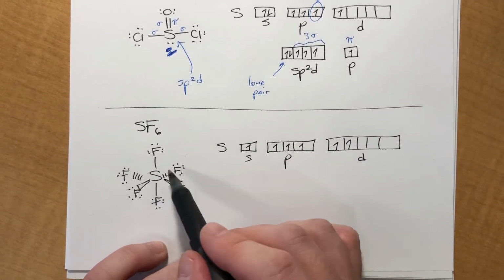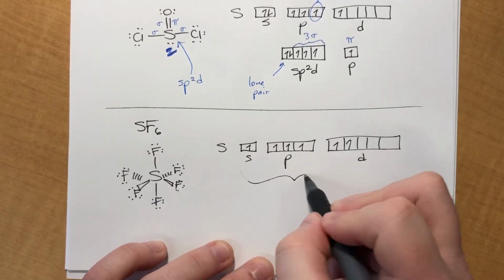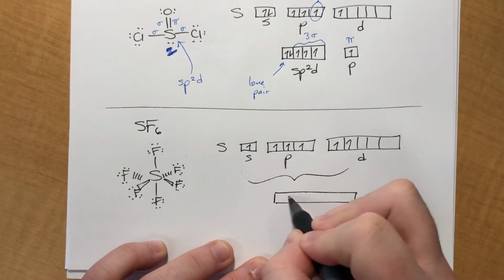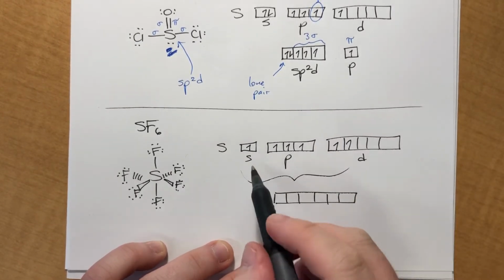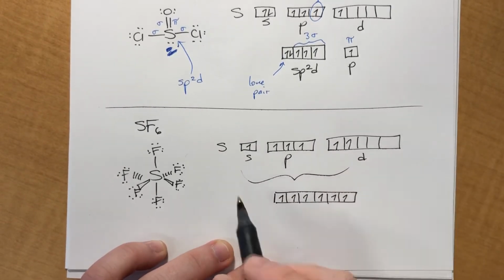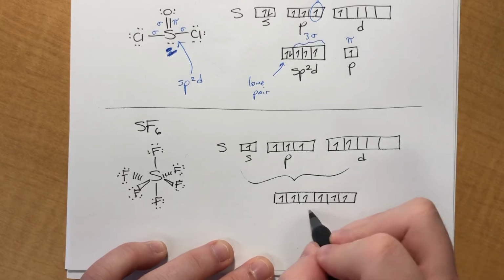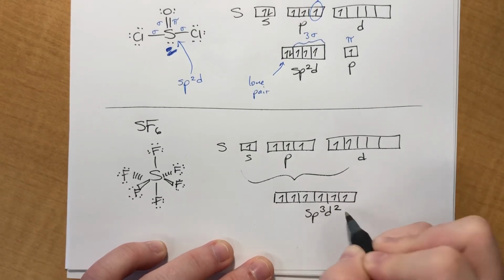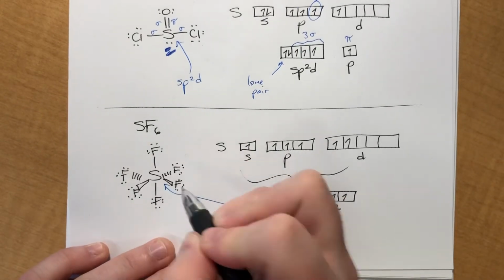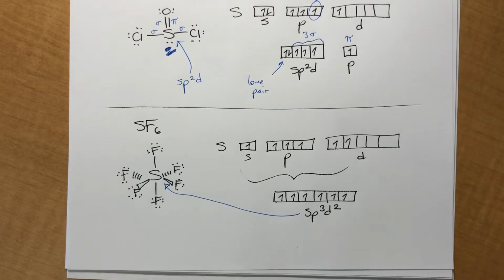We also don't have any pi bonds. They're all single bonds. So we just merge what we've got left. We have 1, 2, 3, 4, 5, 6 orbitals, and we have 1, 2, 3, 4, 5, 6 electrons in there. And it is made of an S, 3 Ps, and 2 Ds. So this is the hybridization for this sulfur. Okay, sp3d2. It's a little weird, but it's not impossible.